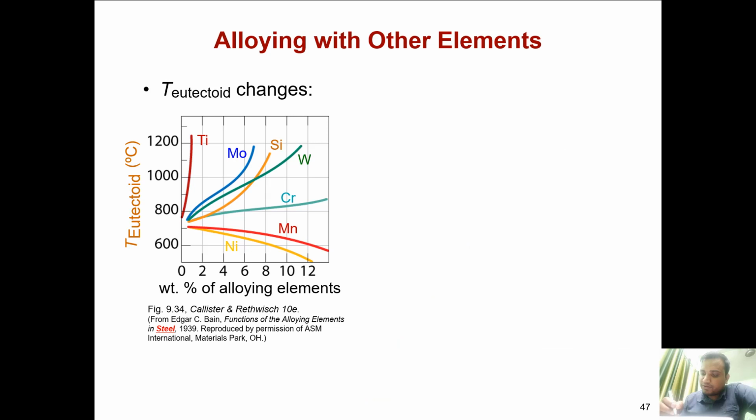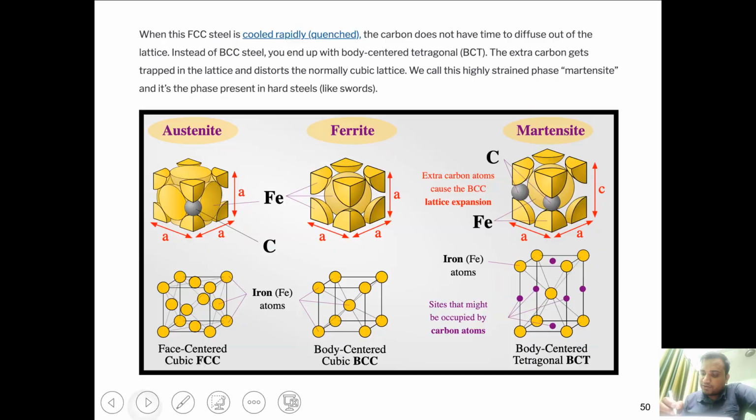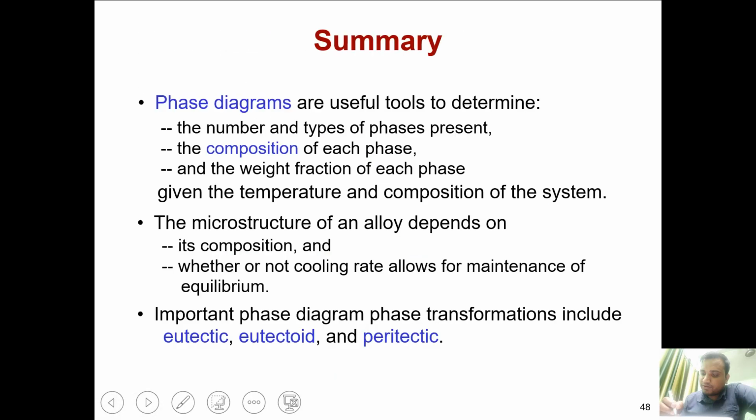Now what happens with alloying with other elements? Basically when we do the alloying, generally most of the elements increase the strength. Here it talks about what happens to the eutectoid temperature. Basically it increases the eutectoid temperature in most of the cases. Only in some cases it decreases.